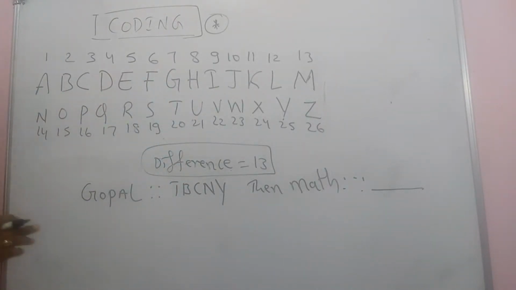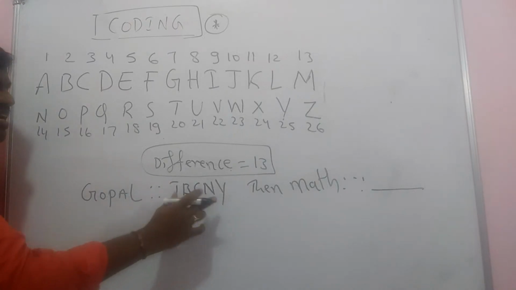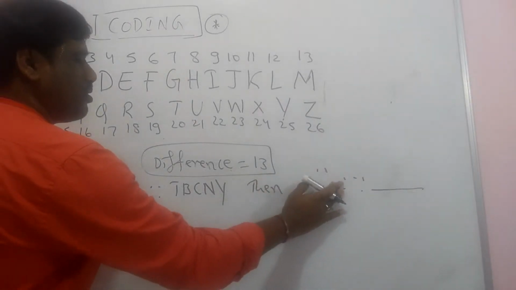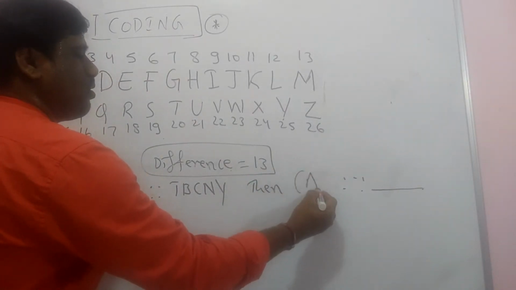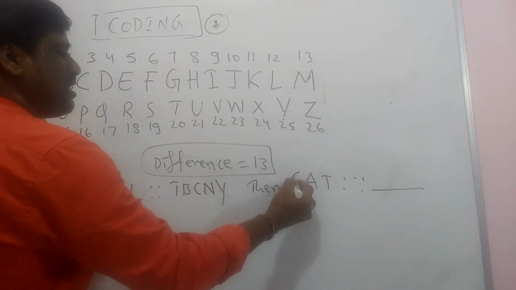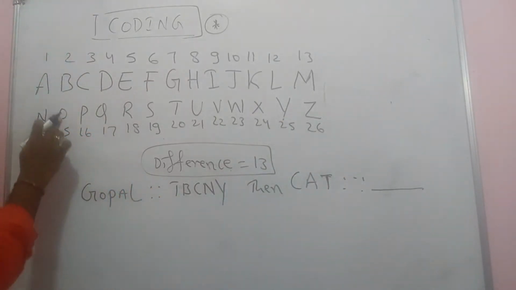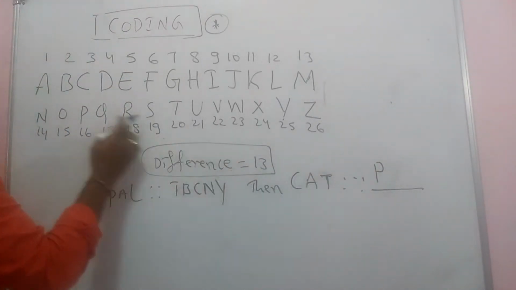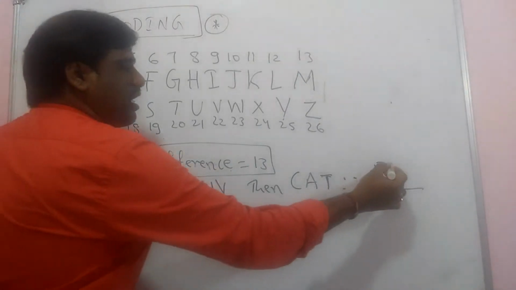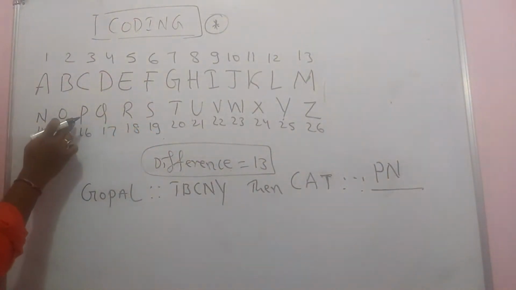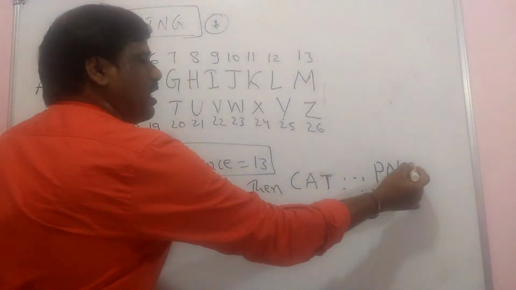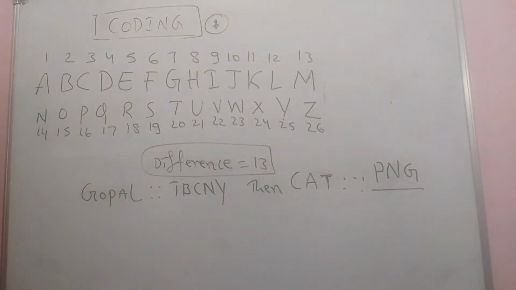So in this corresponding pattern, if Gopal is coded as TBCNY, then how is Math coded? Suppose I want to know CAT. CAT is coded as what? C's corresponding letter is P, so you get P. A's corresponding letter is N, so you get N. T's corresponding letter is G. P, N and G is the answer. CAT is equal to PNG.